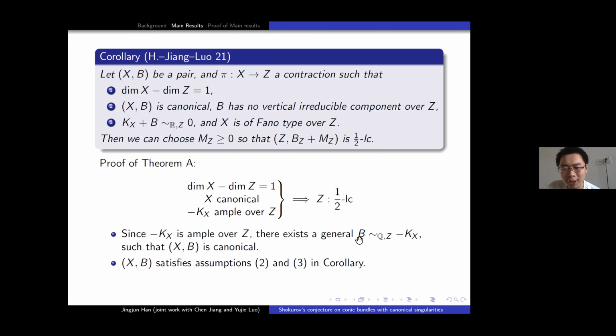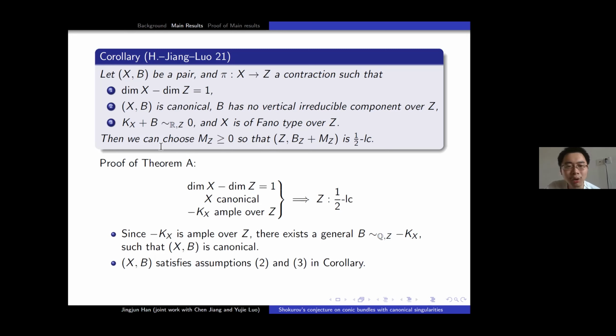By the construction of B, we see that K_X plus B is Q-linearly trivial over Z. Moreover, since the relative dimension is equal to 1 and minus K_X is ample over Z, we can show that X is of Fano type over Z. This also follows from that (X, B) is indeed KLT and B is big over Z. So X is of Fano type over Z. You can also see this from the construction of (X, B).